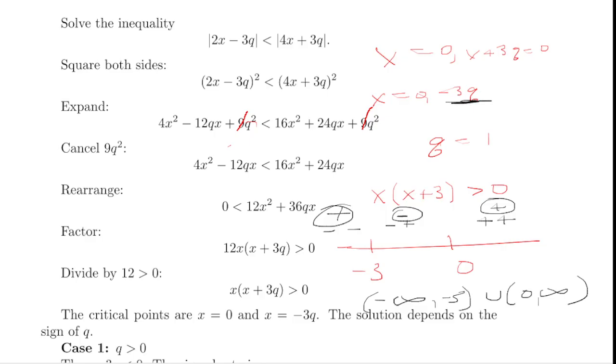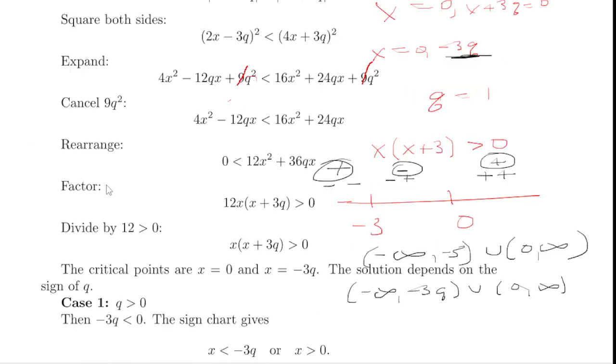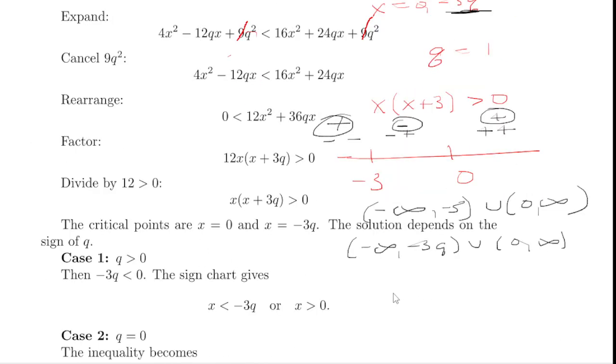But remember, negative 3 here was really negative 3q because we let q equal 1. So I can instead substitute negative 3 with negative 3q. And so this will be the answer to the first case, for q being positive. So we have x is less than negative 3q or x is positive. So that's another way to write it.